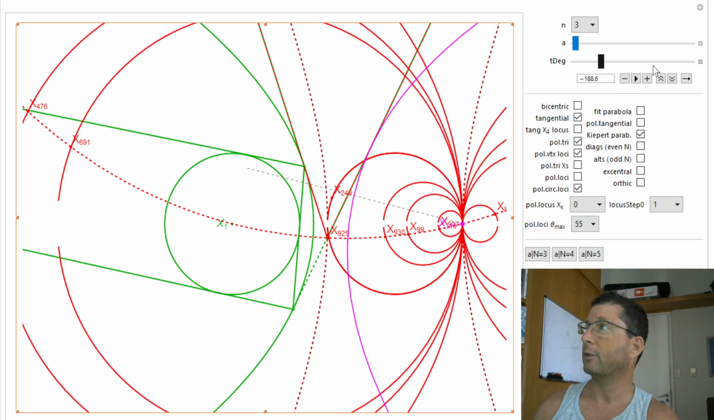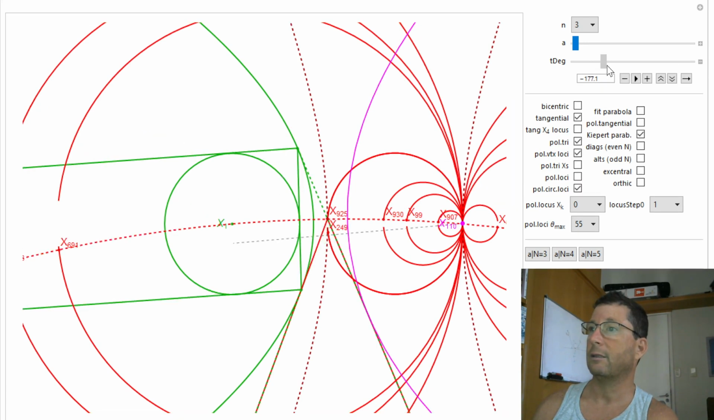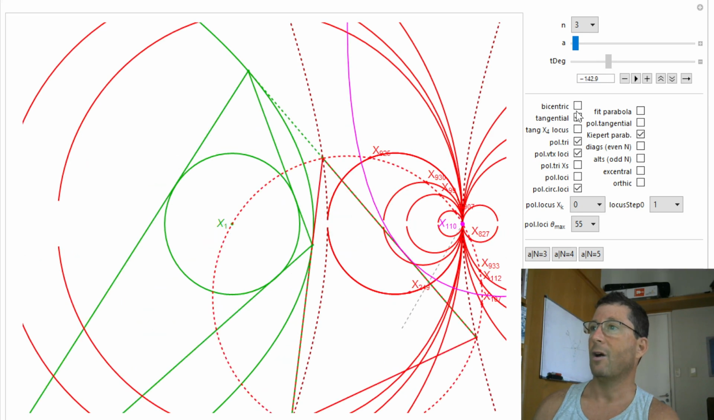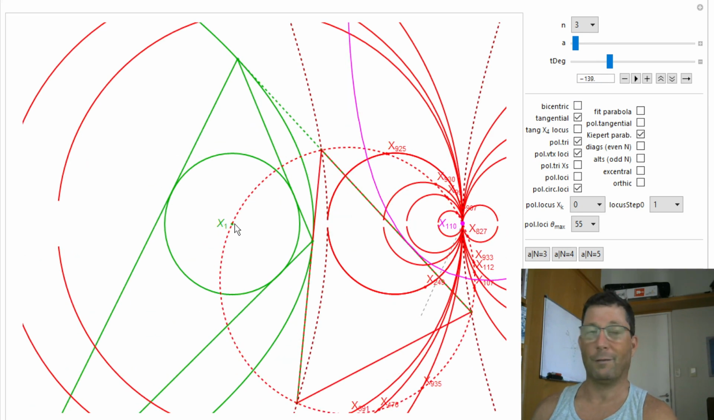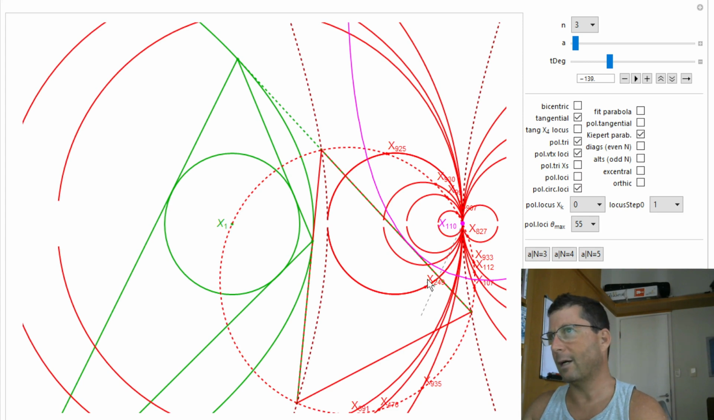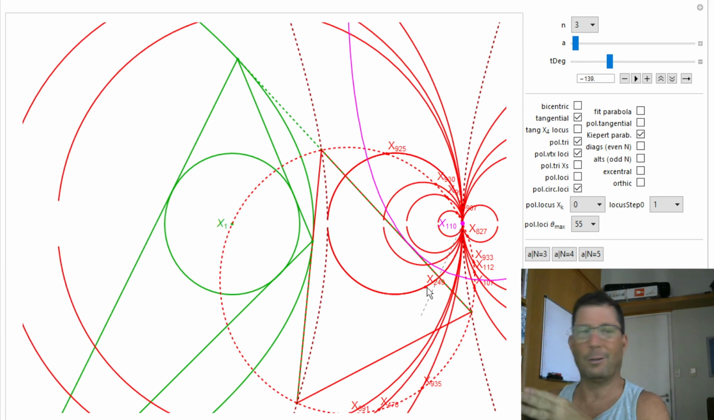So let's jog this family just a little bit so we can see that. All these points, including the focus of my original parabola, lie on the circumcircle. Except for a couple, maybe there are more, I'm seeing an exception here, X249. I don't know why this one is not, but we should investigate that. But the other thing you notice is that all the loci pass through X110, the focus of my Kiepert parabola. So this is a parabolic pencil of circles.